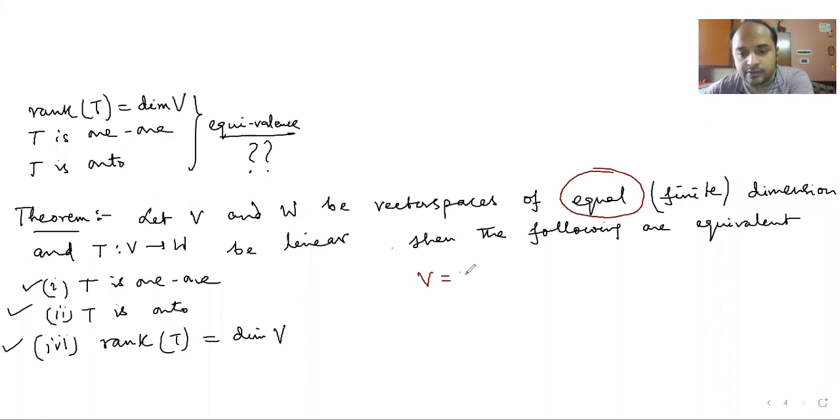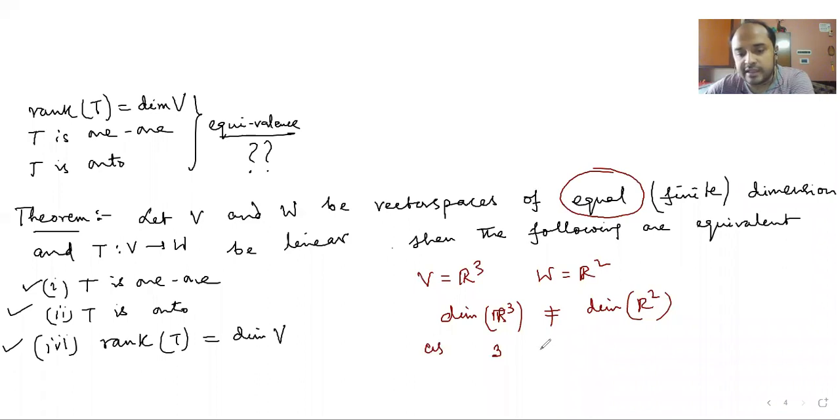Here my V is equal to R3 and W is equal to R2. Dimension of R3 is not equal to dimension of R2, as dimension of R3 is 3 and dimension of R2 is 2. This theorem is only applicable when the two vector spaces between which the transformation is defined are of equal dimension. Otherwise, these statements will not be equivalent.